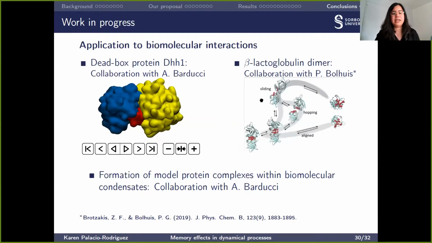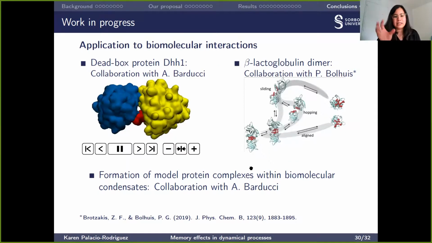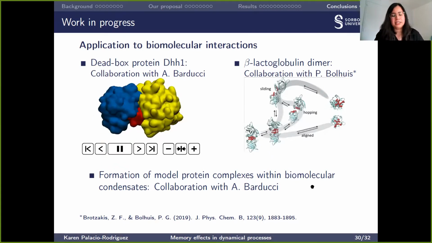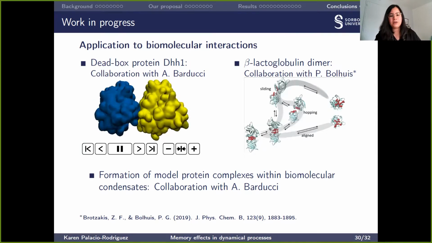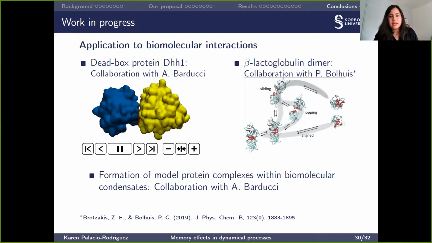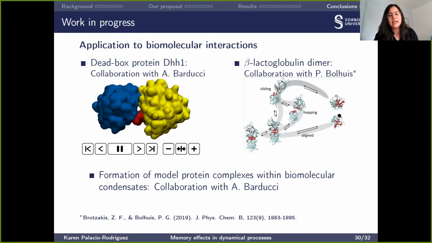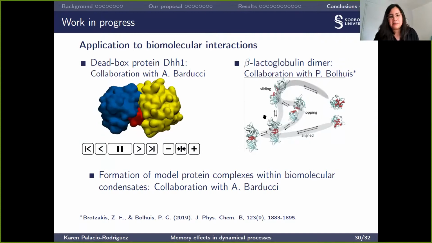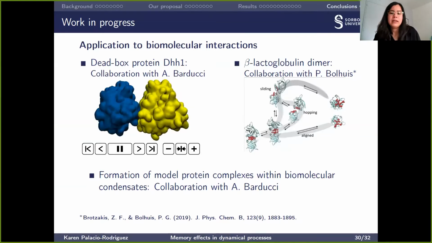As work in progress, we are now applying this formulation to biomolecular interactions. We start with this DNA-binding protein that has this Pac-Man-like behavior. We want to study the conformational change of this protein, and we are working in collaboration with Alessandro Barducci. Also, we are working with Peter Bolhuis on the study of the beta-lactoglobulin dimer mechanism, because they have a lot of data on it, and the mechanism that you see here is complicated. So we want to see if, with our methodology, we can recover free energy landscapes and transition rates for this mechanism.